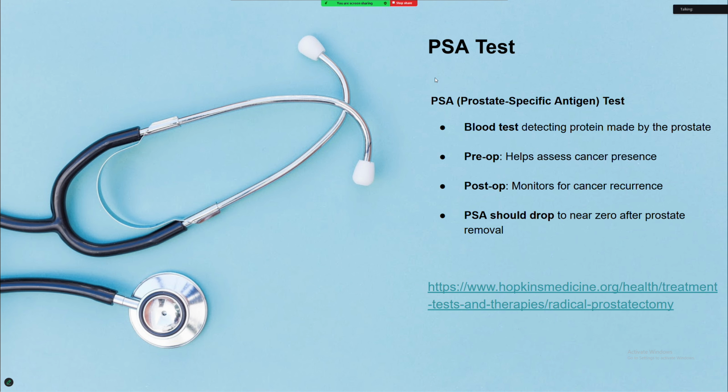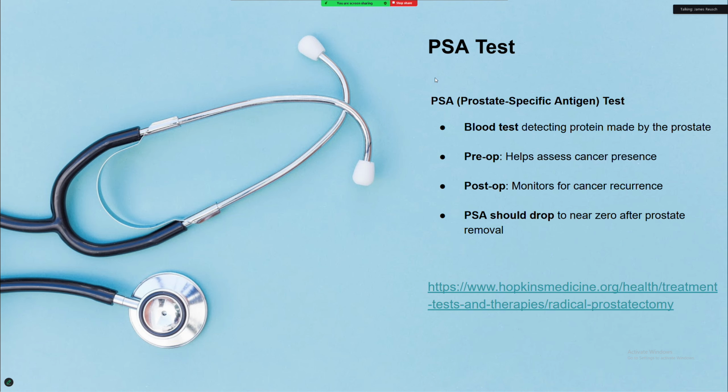The diagnostic tool they use is the PSA test, usually before surgery. It's one of the most important diagnostic tools. PSA stands for prostate specific antigen. It's a simple blood test that looks for a protein made by the prostate. The PSA test is useful in 3 stages.